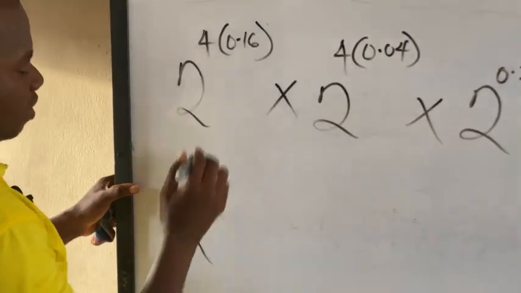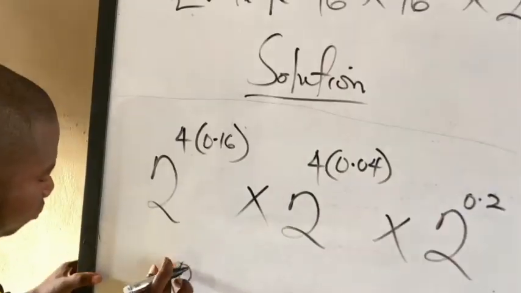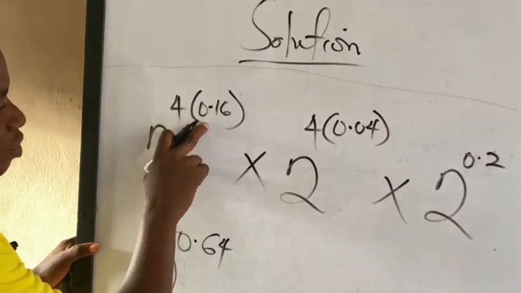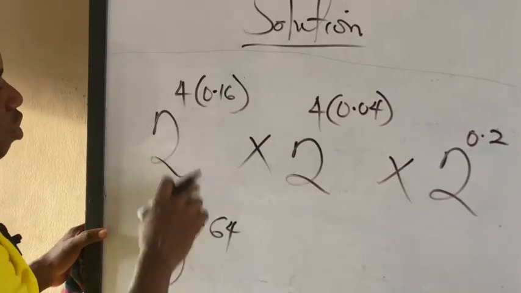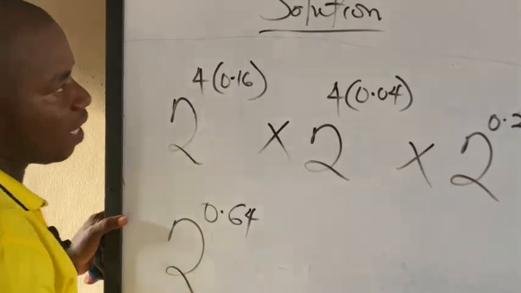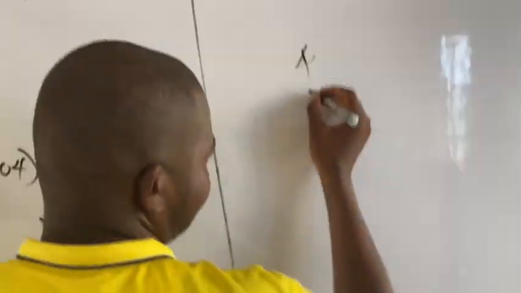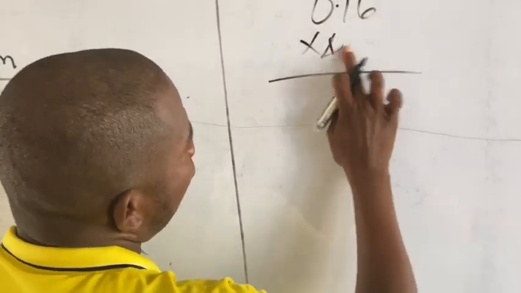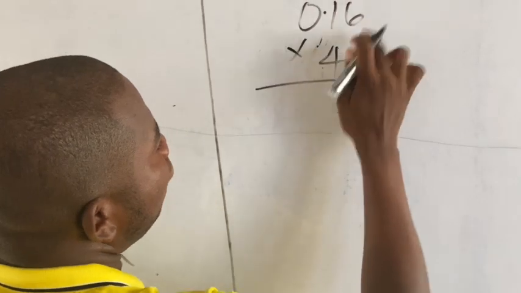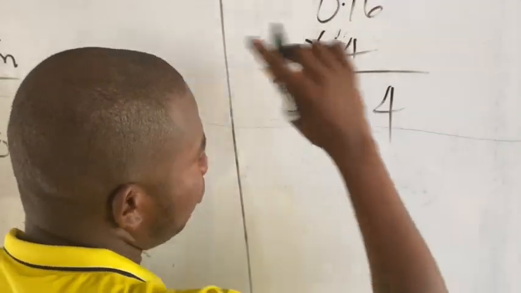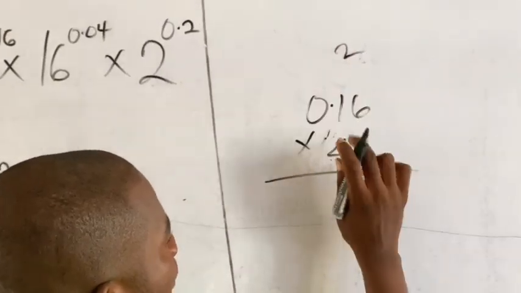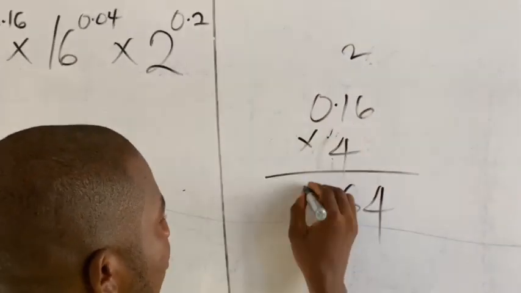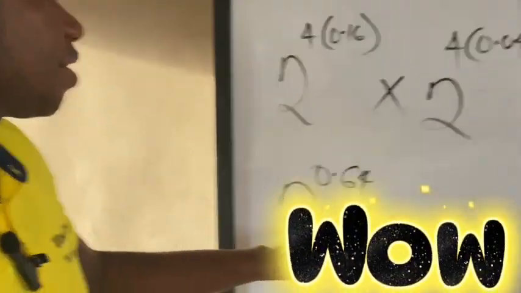So at the end of the day, this will further give us 4 times 0.16, which will give us 0.64. You can use your calculator and multiply this, or you can do it in your head. See what I meant? 4 times 0.16. 4 times 6, 24, right? 4 carry 2. Bring the 2 here. 4 times 1, 4 plus the 2, 6. 4 times 0 is 0. You can see that is 0.64.